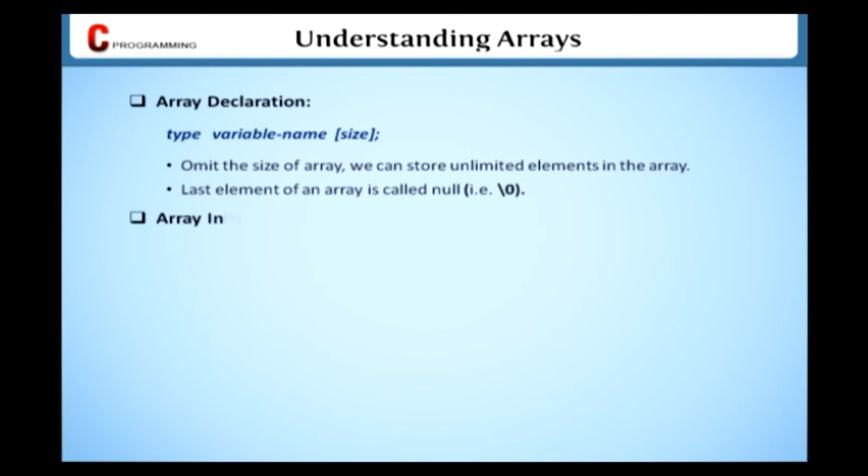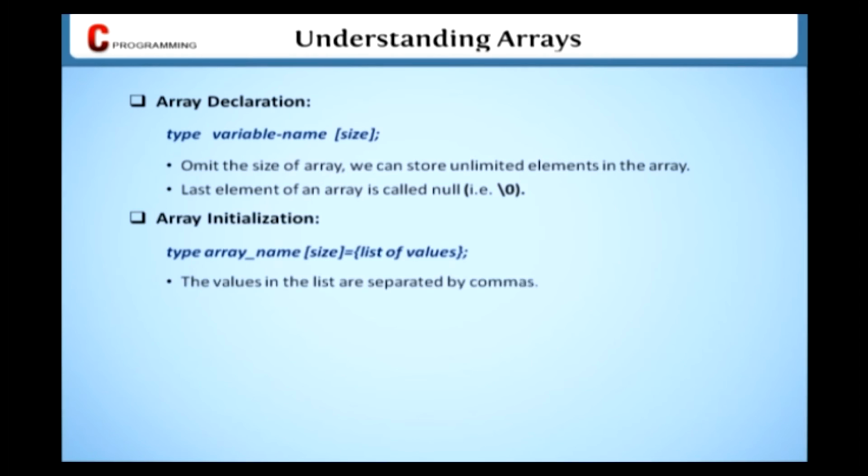Now we will discuss how to initialize arrays. The general form of initialization of arrays is like this. The values in the list are separated by commas. Have a look at this example. Here we declare the array size as 3 and assign 10, 20, and 30 to each element.